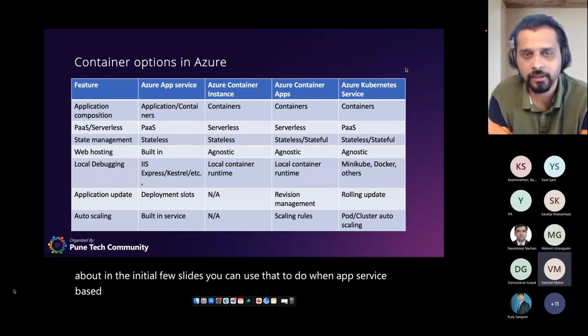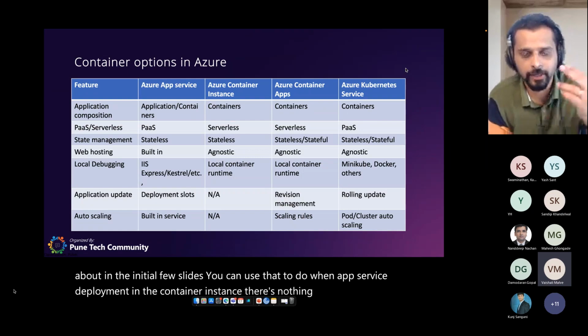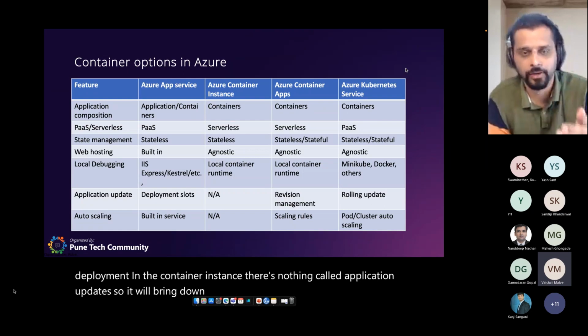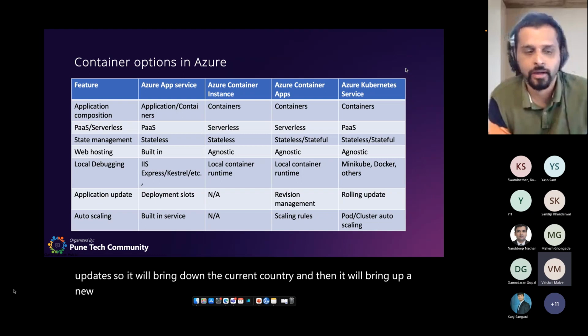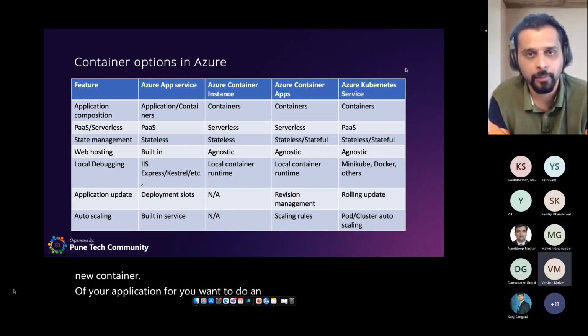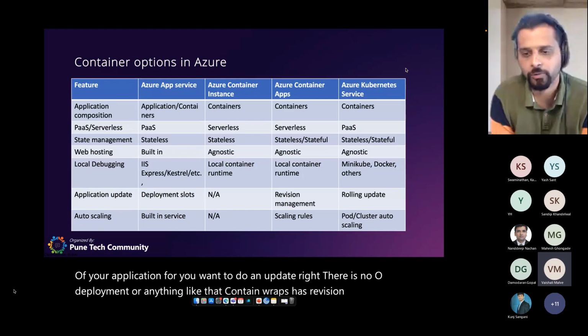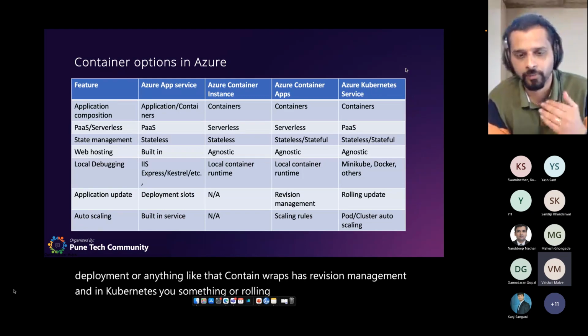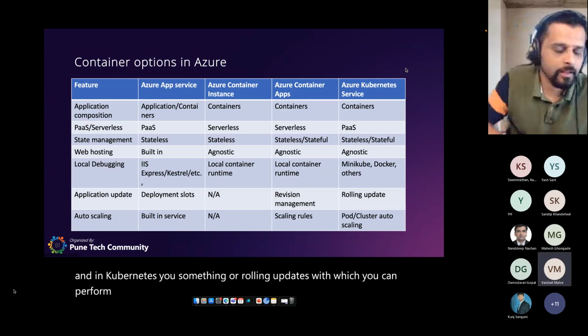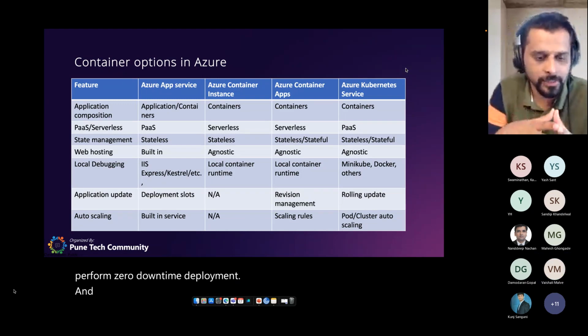In the container instance, there's nothing called application update. So it will bring down the current container, then it will bring up a new container of your application if at all you want to do an update. So there's no zero downtime deployment or anything like that. Container apps has revision management, and in Kubernetes, you use something called rolling updates with which you can perform a zero downtime deployment.